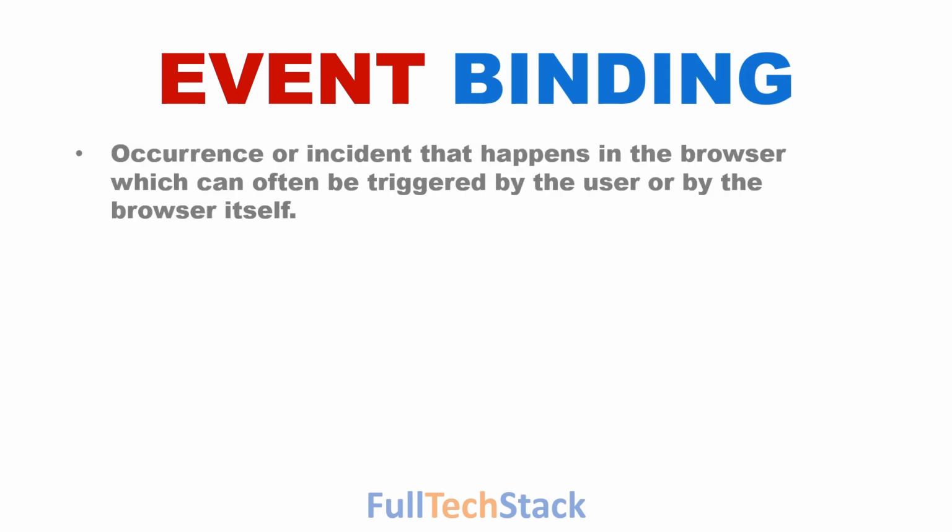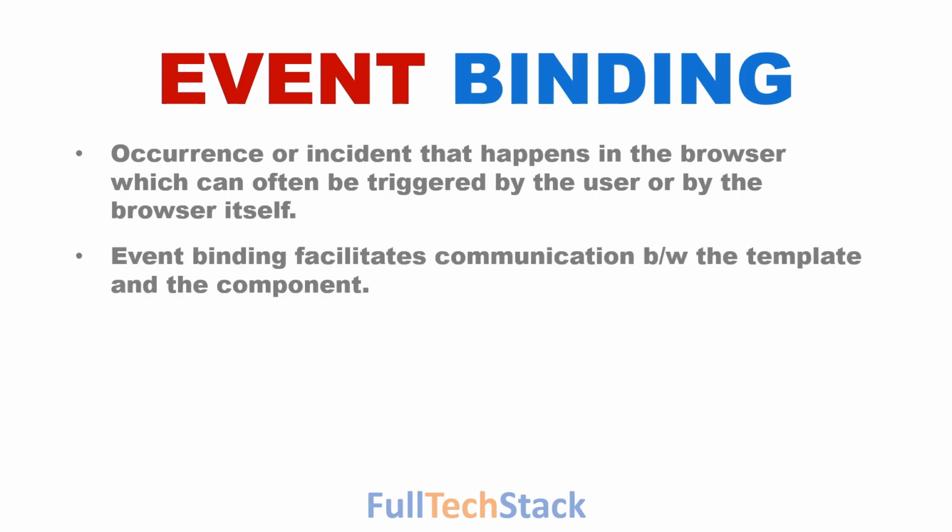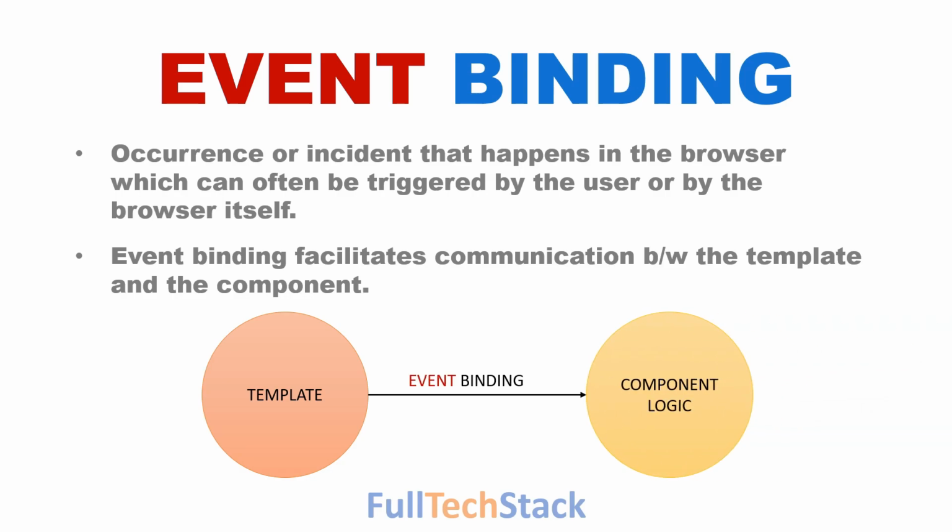Basically, an event refers to an occurrence or an incident that happens in the browser, which can often be triggered by the user or by the browser itself. Basically, when a user interacts with a page, they generate events. Examples of events include clicking a button, pressing a key, resizing the window, or submission of a form, and many more. Now let's see how event binding facilitates this communication between the template and the component.